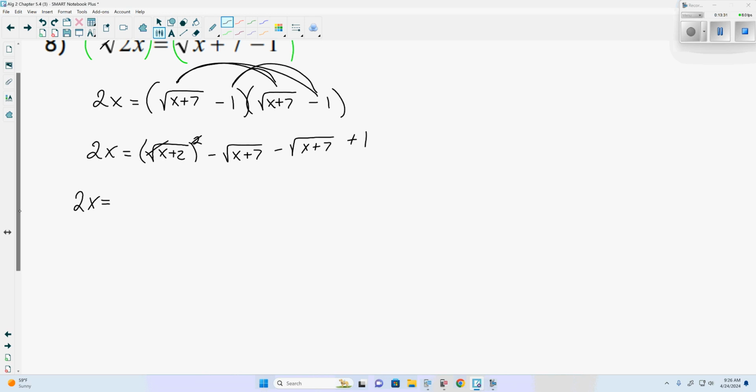So we need to combine some terms. Now, it might be nice to simplify this here because the square root of x plus 7 squared is just x plus 7. We also have our plus 1.